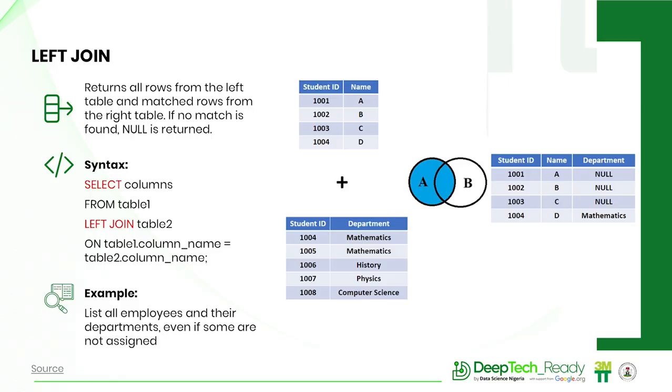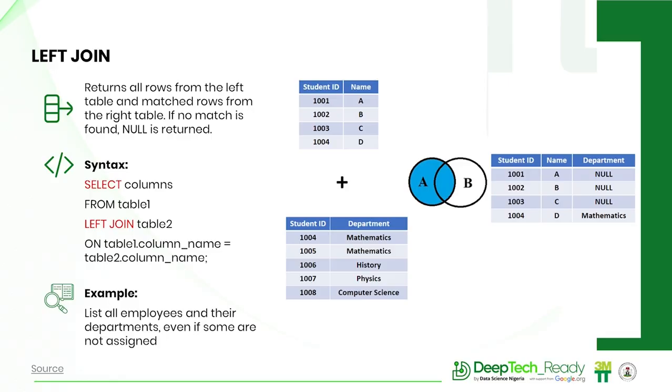We have an image illustration to represent the left join. We have student ID and name in table A, and student ID and department in table B. When we left join these two tables, we have student ID 1001, which is coming from table A, with the name A and the department null. The reason it returns null is because this record doesn't exist in table B. Then we have student ID 1002, also from table A, with the name B, and the department is also null because it doesn't exist in table B.